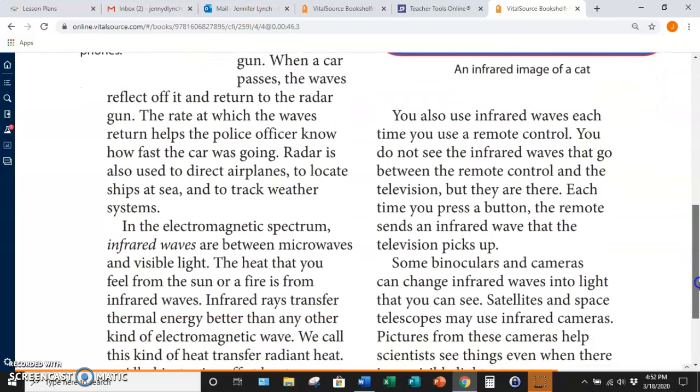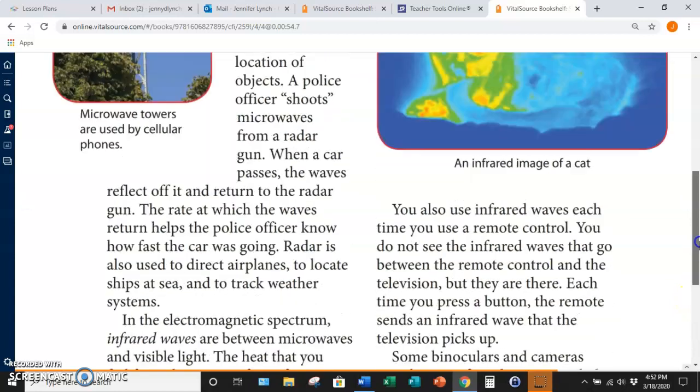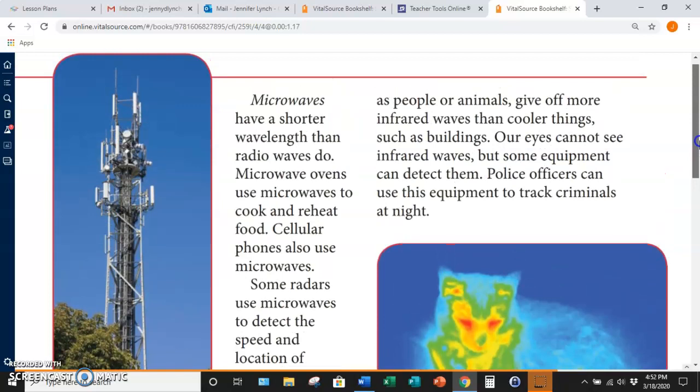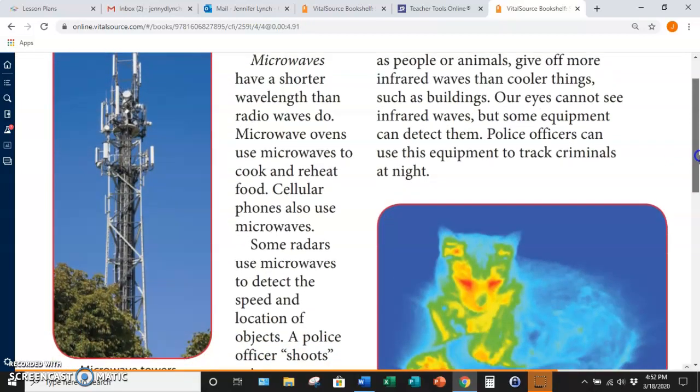So, in the electromagnetic spectrum, infrared waves are between microwaves and visible light. The heat you feel from the sun or a fire is from infrared waves. Infrared waves or rays transfer thermal energy better than any other kind of electromagnetic wave. We call this kind of heat transfer radiant heat. All objects give off at least some infrared waves. Warmer things, such as people or animals, give off more infrared waves than cooler things, such as buildings.